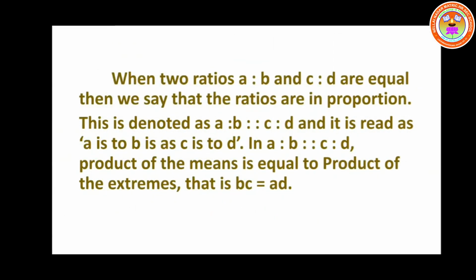What is proportion? When two ratios A is to B and C is to D are equal, then we say that the ratios are in proportion. If the two ratios, that is AB and CD, are equal, then only the ratios are said to be in proportion. This is denoted as A is to B as C is to D. In A is to B as C is to D, the product of the means is equal to the product of the extremes, that is BC equals AD.